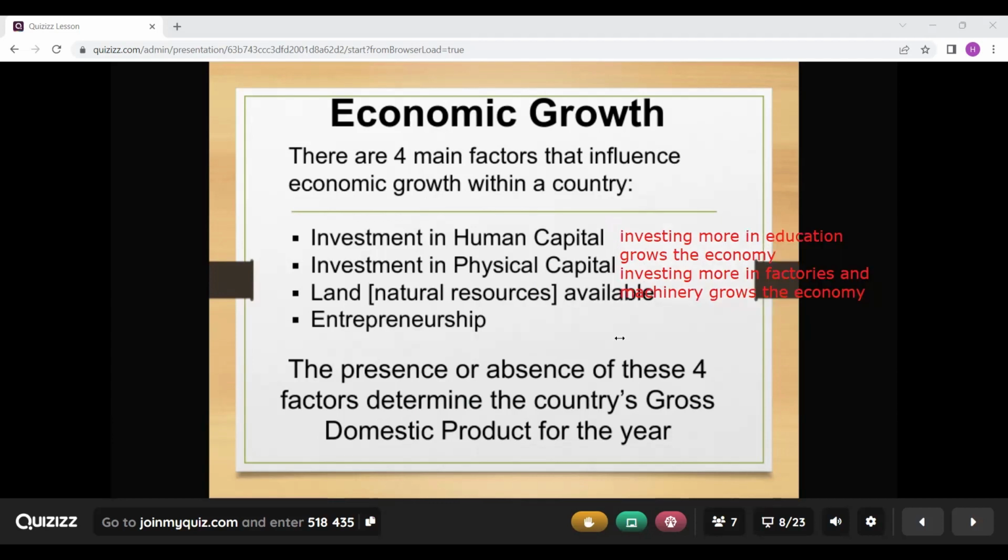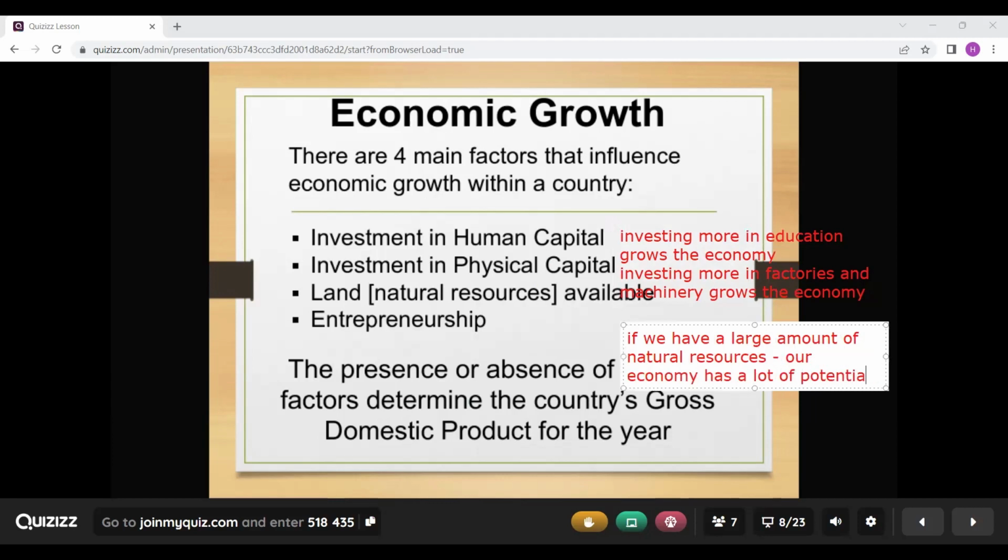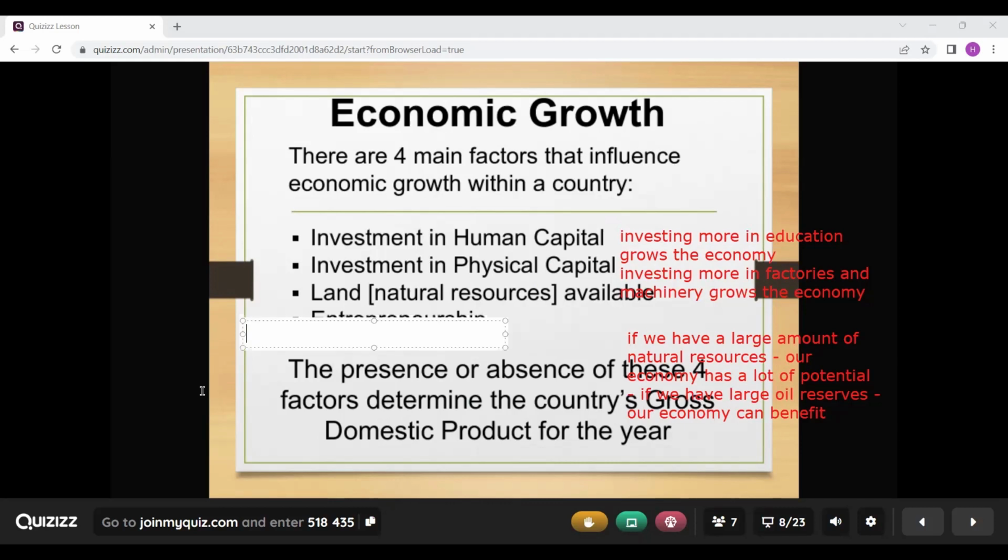Land, natural resources available: if we have a large amount of natural resources, our economy has a lot of potential. Like if we have large oil reserves, our economy can benefit. The presence or absence of these 4 factors determines the country's gross domestic product for the year. Also entrepreneurship.